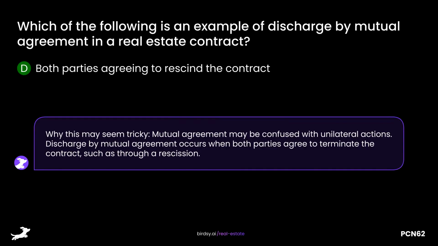Why this may seem tricky: mutual agreement may be confused with unilateral actions. Discharge by mutual agreement occurs when both parties agree to terminate the contract, such as through a rescission.